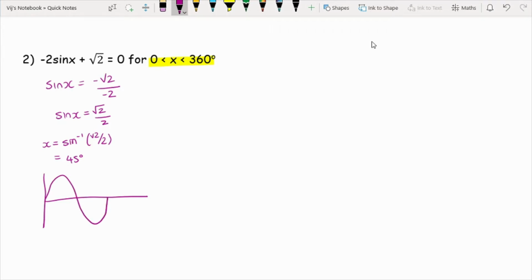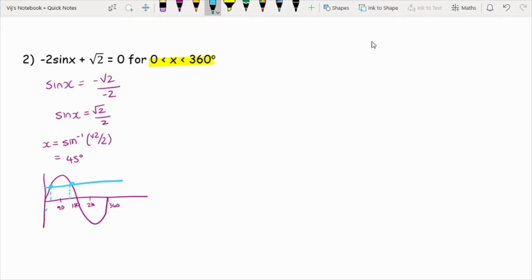That's a little bit better. So here we've got 90, 180, 270, 360. And if I draw a horizontal line through root 2 over 2, which I'm just going to assume is roughly about there, I'm looking for two angles within that range of 0 to 360. So from this, all we need to do then is work out what this second angle is.